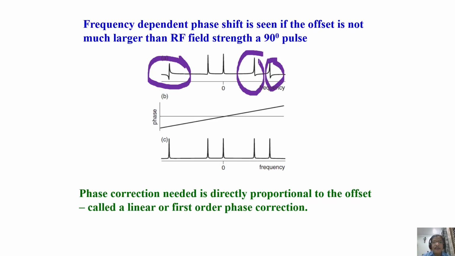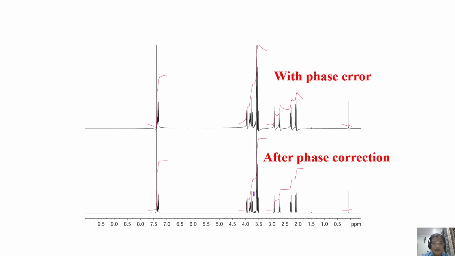So this is called frequency dependent phase errors. I can correct that also, and then finally ensure that all peaks in the spectrum are pure absorptive like this. That can be done. Okay. Look at the spectrum.